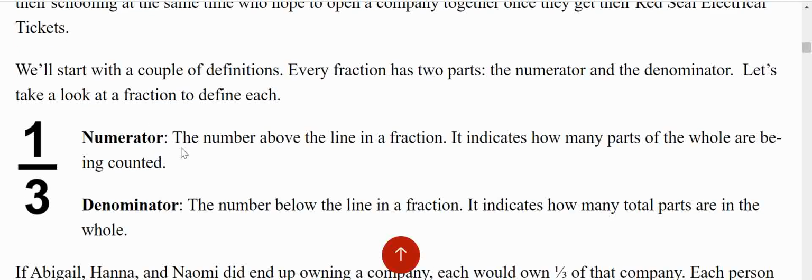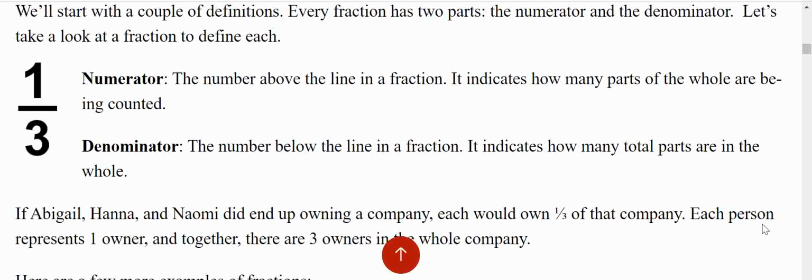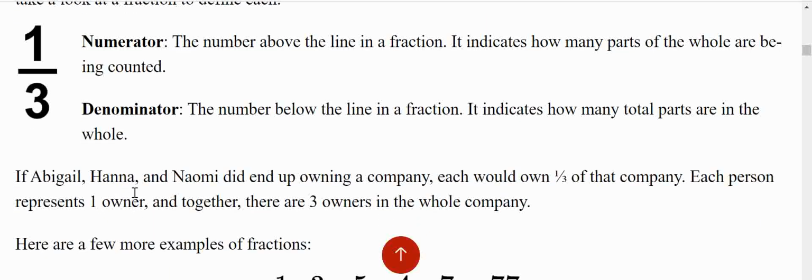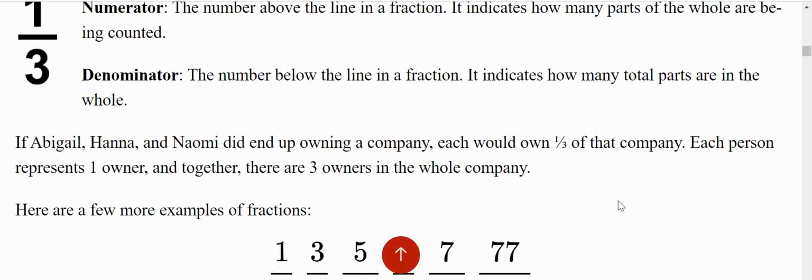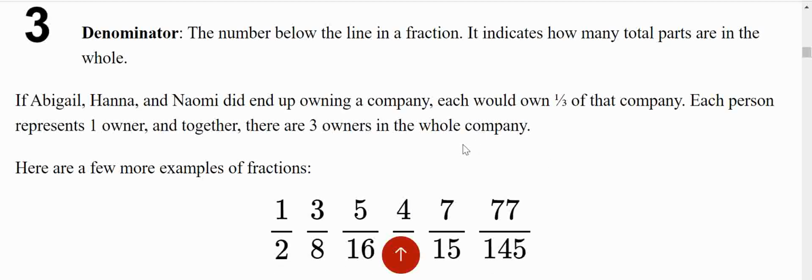The numerator, the number above the line in a fraction. It indicates how many parts of the whole are being counted. Denominator, the number below the line in a fraction. It indicates how many total parts are in the whole. If Abigail, Hannah, and Naomi did end up owning a company, each would own 1/3 of that company. Each person represents one owner, and together there are 3 owners in the whole company.